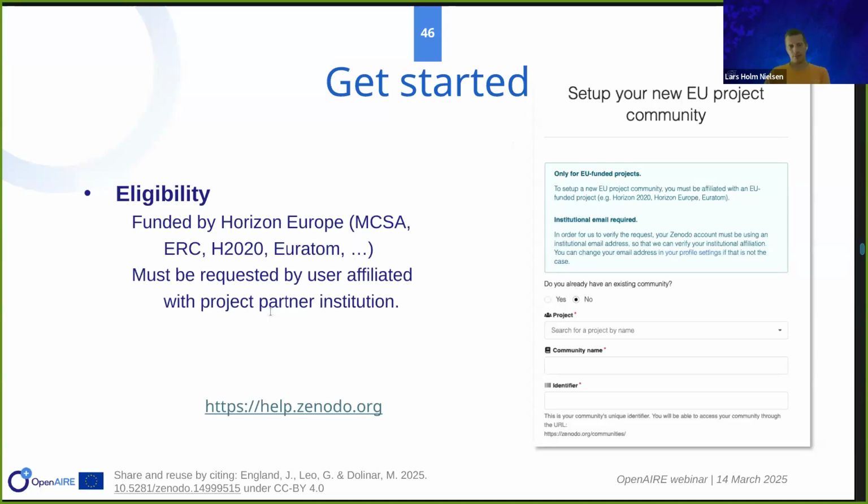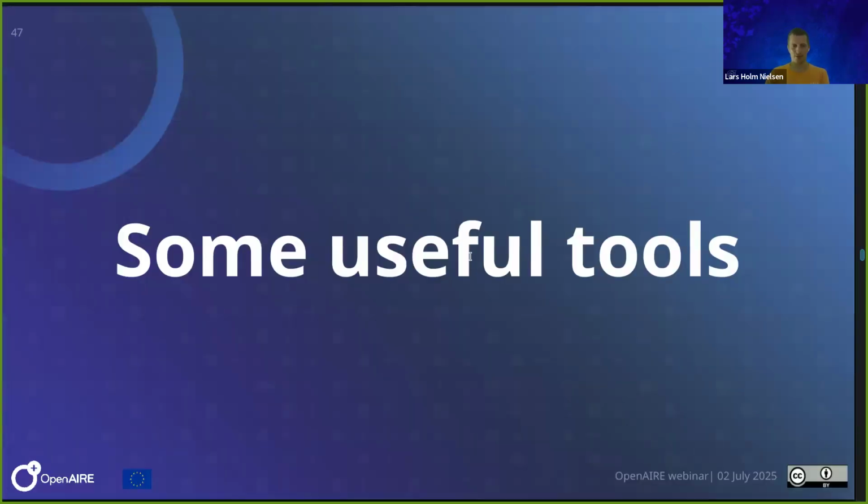Okay. But then essentially you go on Help Zenodo. There's a guide for how you will be able to set up a new project. You make a request. The person who requests to set up one of these project communities has to have an affiliation from one of the project partners. So we'll verify that the person requesting this is actually coming from one of the institutions that is listed on the grant. Okay, and once that's done, you can get started and you have a place to collect your presentations, your deliverables, your data management plan, data sets, and everything.